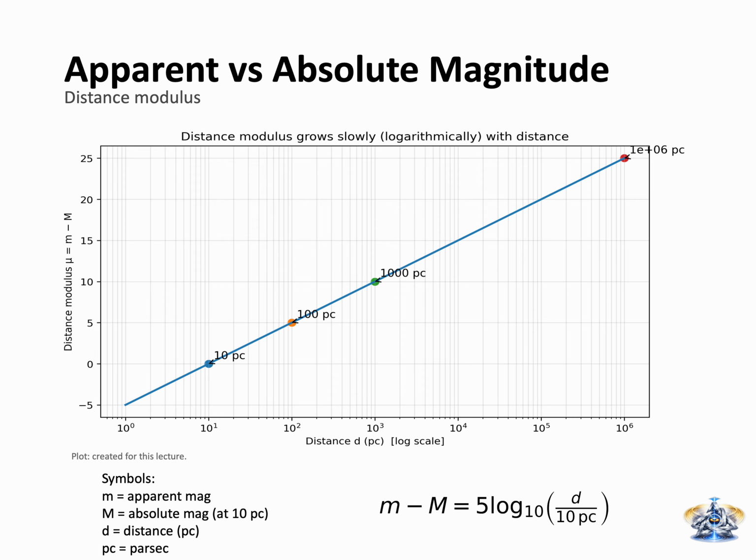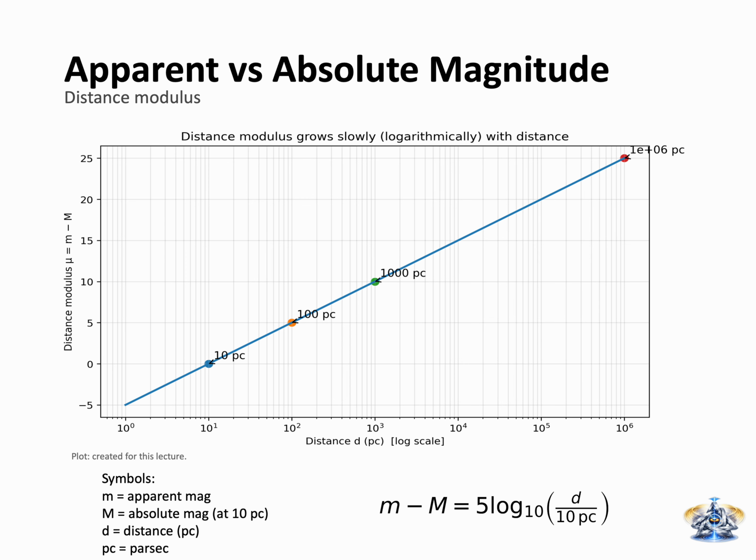Now we are at the point where brightness turns into distance. On the slide, we are separating two magnitudes that sound similar but do totally different jobs. Apparent magnitude, denoted by lowercase m, is what we actually measure from Earth. How bright the object looks to us.